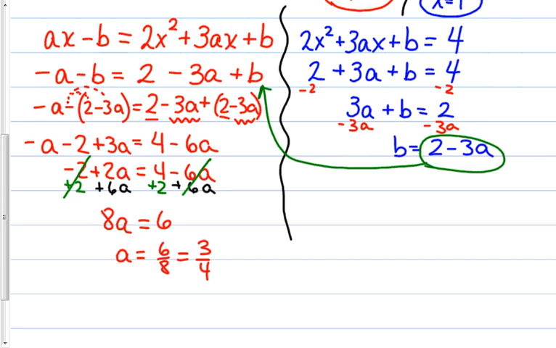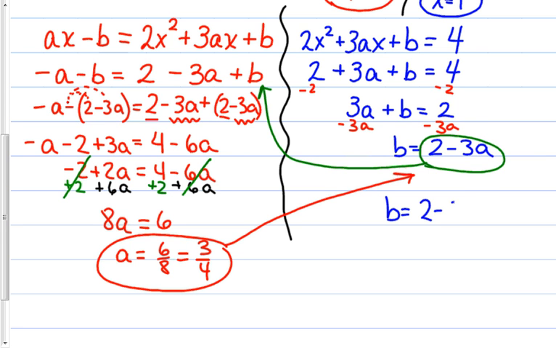A is 3/4. I still don't know what b is. So I take what a equals and I plug it in over here. It's kind of like a zigzag going on here. So b is going to equal 2 minus 3 times 3/4. So I get 2 minus 9/4. So basically this is 2 minus 2.25. So I get negative 0.25 or negative 1/4.